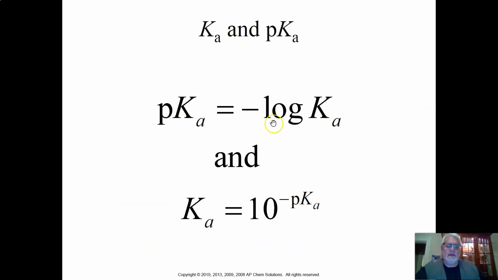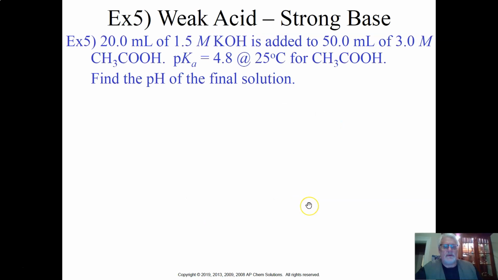These equations, again, are things that we talked about briefly. Negative log is what the P stands for. And then if you have the pKa and you want the Ka, then you're going to raise 10 to the negative power of that. So we will see things like that. So here we go again.